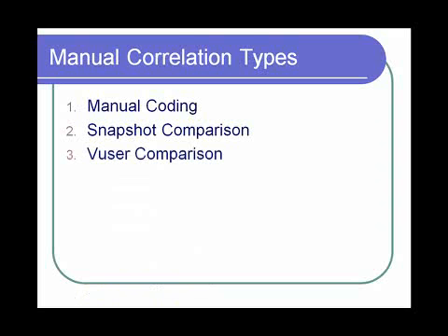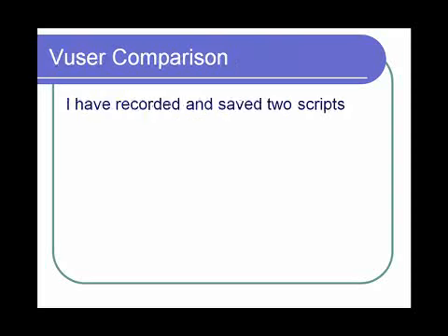The third and the recommended method of correlation is Vuser comparison, where the same script is captured twice and a WinDiff is done on the scripts, and the differences are correlated. So let's see how the Vuser comparison is done.